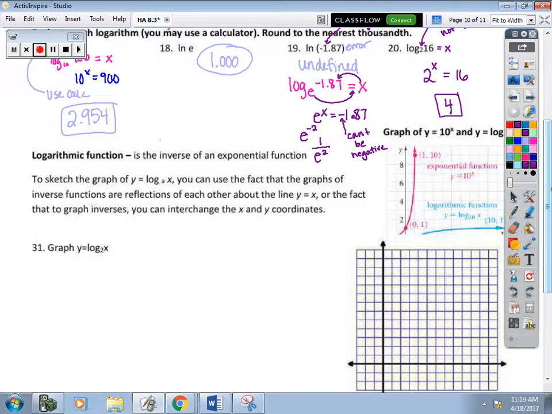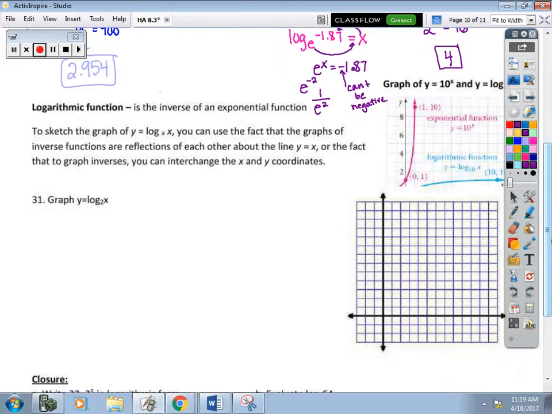All right, last thing we're going to do is graph a logarithmic function. So here's an example of one. I think it got cut off a little bit on your paper, so I apologize. But here is the original function, which is y equals 10 to the x, which we graphed last week, right? Exponential growth. The logarithmic function is its inverse.